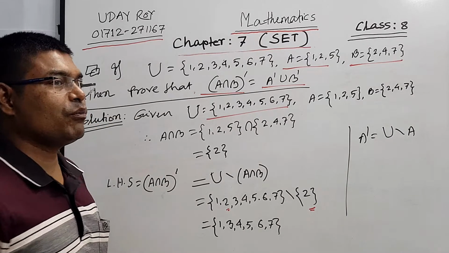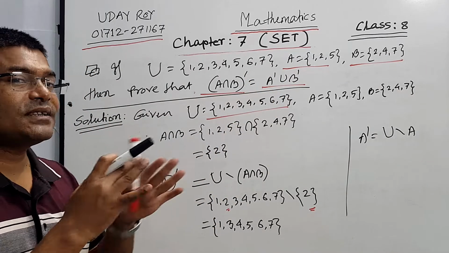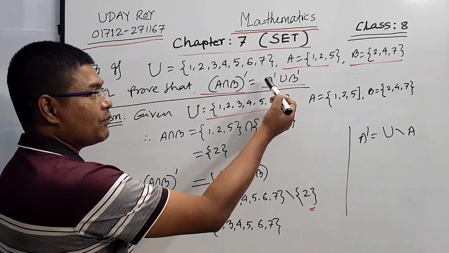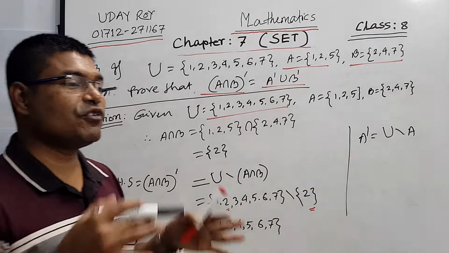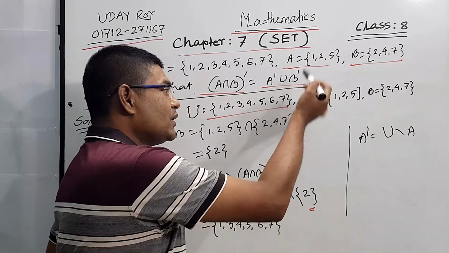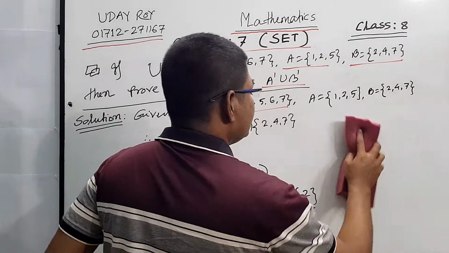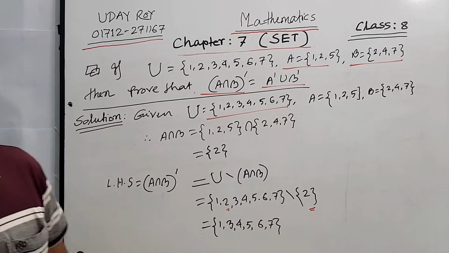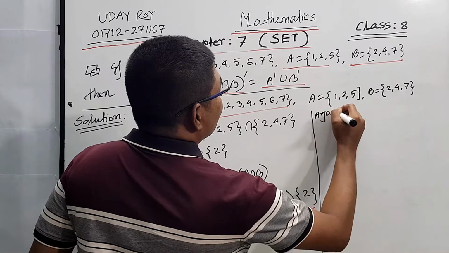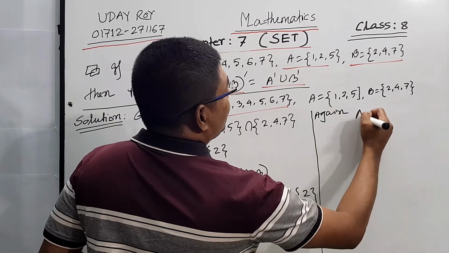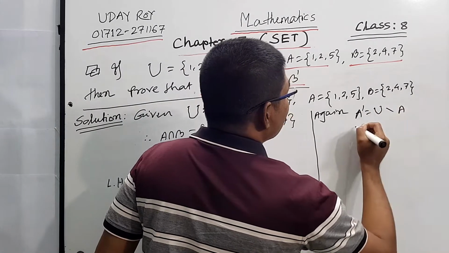Now we have to find the right hand side. For the right hand side, there are 3 parts. At first you have to find complement of A and complement of B. Then you have to find complement of A union complement of B. Be careful. So at first you have to find complement of A. Again, complement of A equal to universal set difference of A.